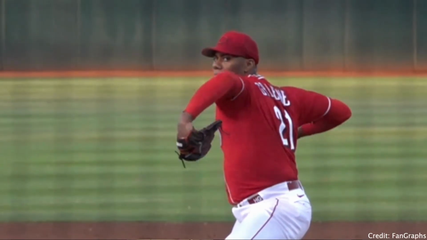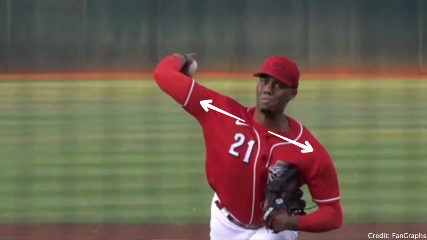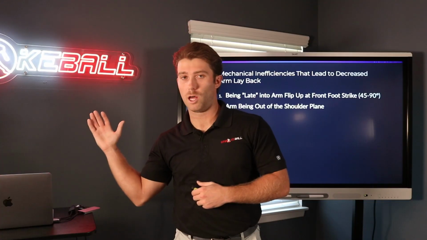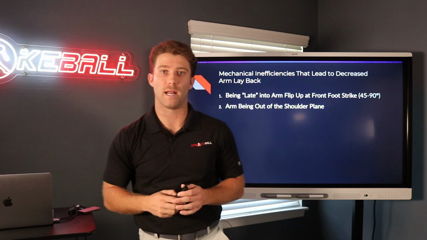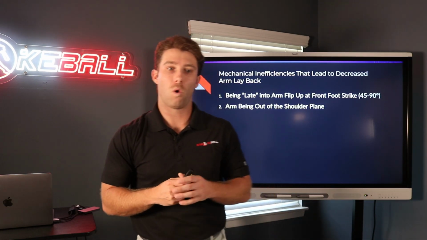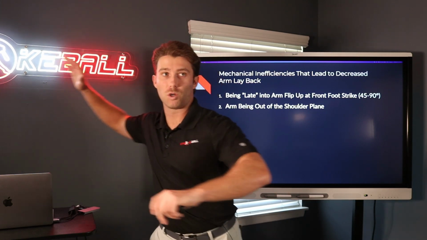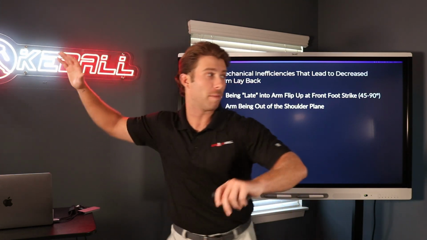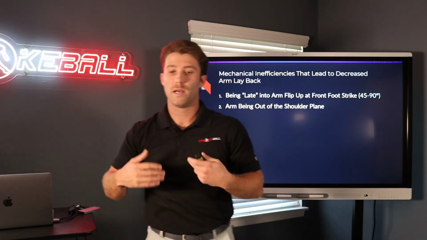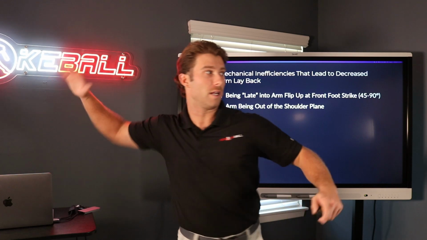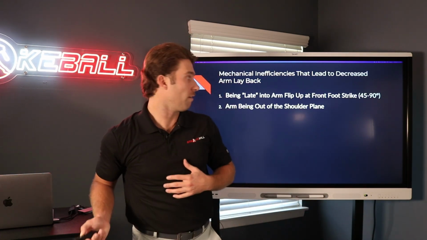Next, arm being out of the shoulder plane. This is another one we see time and time again. For guys that either have the arm really low and out of the shoulder plane, it's really hard for them to get back into that 160 to 190 degree range, or if they're too high. Ultimately, for players that are in the shoulder plane as they go into their arm acceleration phase, that's going to allow that rotational energy to be distributed through the body and into the arm so that we can have proper arm layback and get into that range that we're looking for.